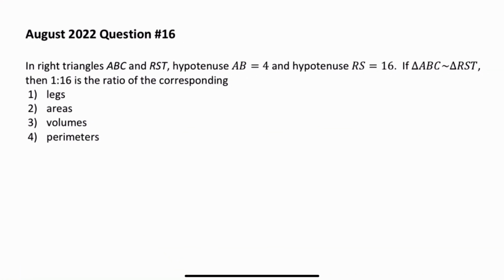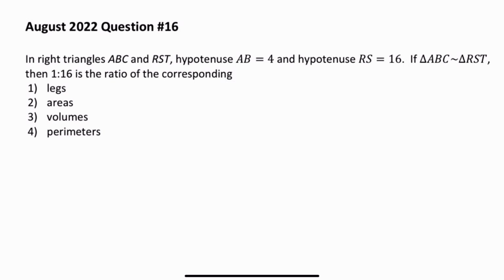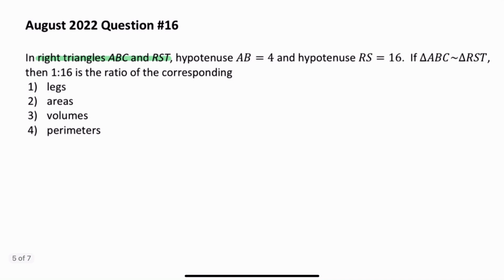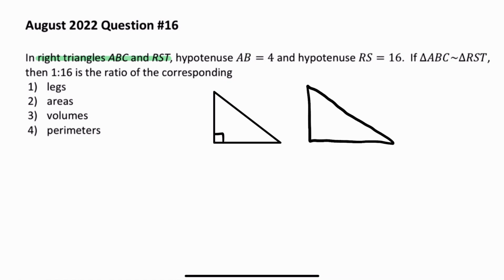This is the first Regents question I'm going to talk about. It's from the August 2022 Regents, and it's number 16. I'm going to point out that there are no diagrams here, but it starts by talking about right triangles ABC and RST. So the first thing I'm going to do is draw two right triangles. They don't need to be perfect, but I should denote whatever the right angle is, and then keep reading to see if I can figure out where those letters belong.